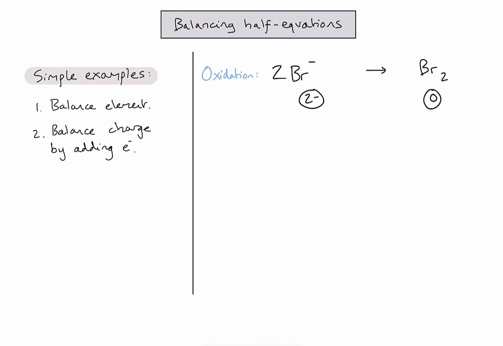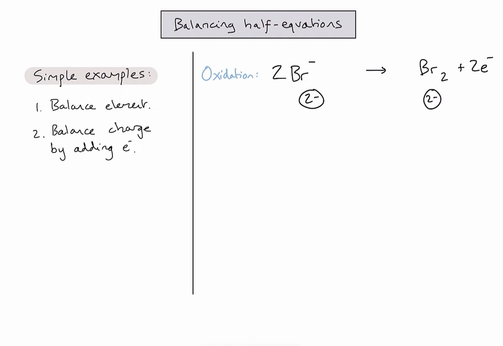So where am I going to add electrons? Adding electrons to one side is going to decrease the total charge on that side, so I'm looking to add those electrons to the most positive side of my half equation. In this case, it would be the right-hand side, which has 0 charge overall. By adding 2 electrons to that side of the equation, the overall charge on the right side has now dropped down to 2 negative, which is equal to the left side, which is exactly what we want.